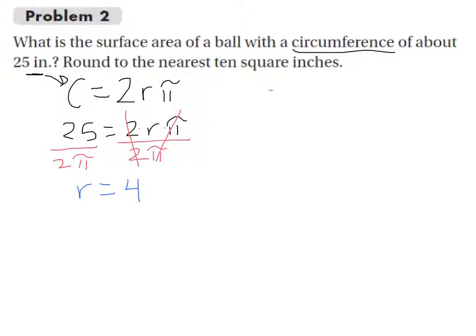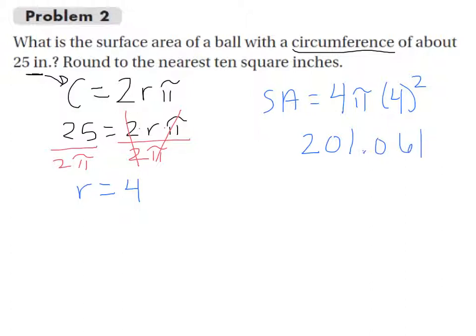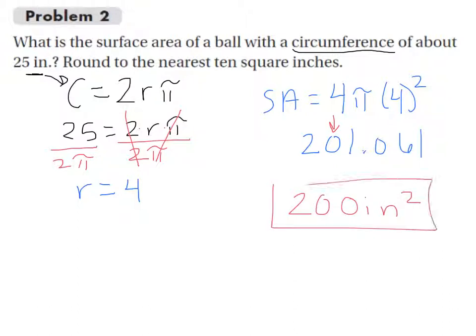So now if I look at my surface area, it is equal to 4 times pi times my radius squared. And if I put that into my calculator, this is what I would end up with. Now it says round to the nearest 10 square inches. So that's the tens spot, not the tenths. There's a difference. So if I round this, this would be 200 inches squared. That would be my final answer.